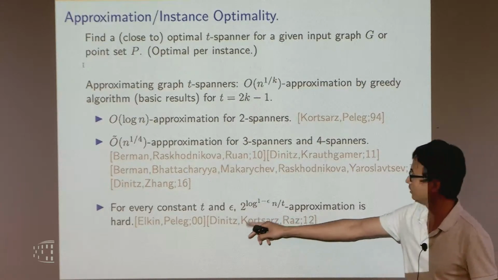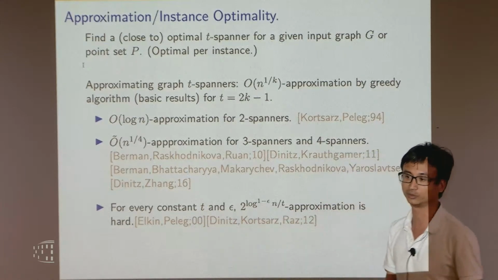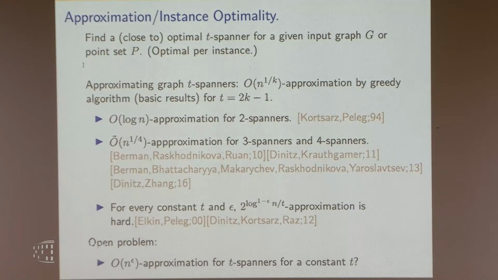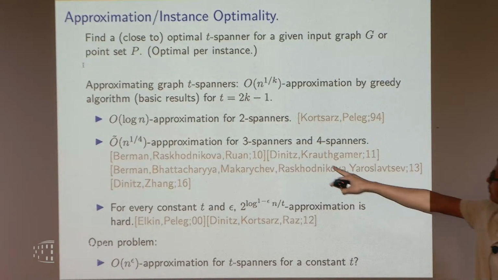And for every constant t, I should say t is at least 3, and any epsilon, you won't be able to hope for polylog. It has to be polynomial in n. So it's a very difficult problem, probably not surprisingly. But the question is still, can you design a good approximation algorithm with even a small polynomial approximation? It's not ruled out by the lower bound. And we only have n to the 1/4 for only 3 and 4.